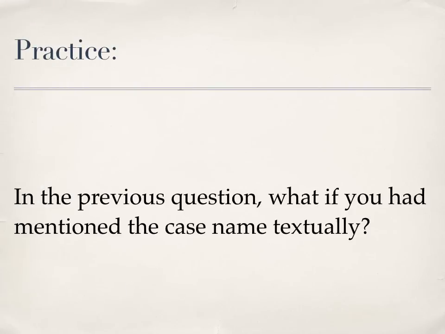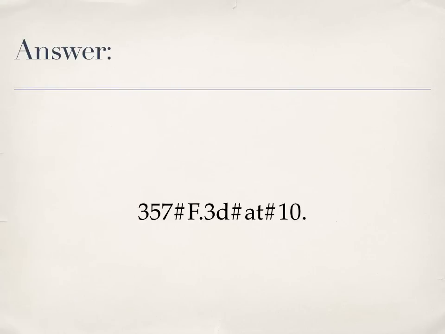Now, how would your cite in the previous question have been different if you had mentioned the name of the case in the sentence text? Remember, the answer is to simply cut off the case name in the cite. Again, you can't use an id form because your immediately preceding cite is to a different authority. You need to provide the medium form, but without the case name.